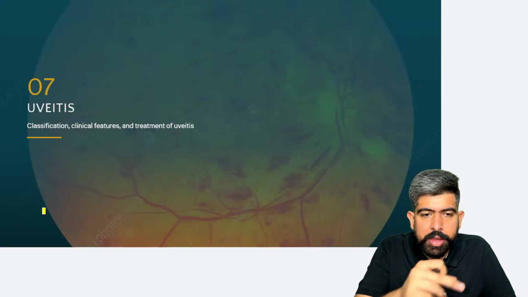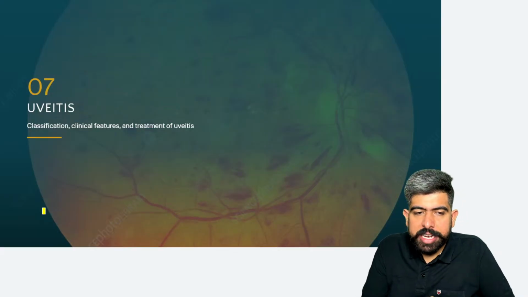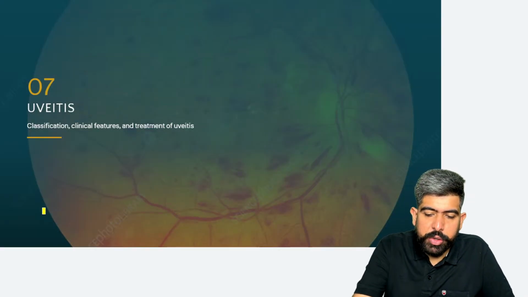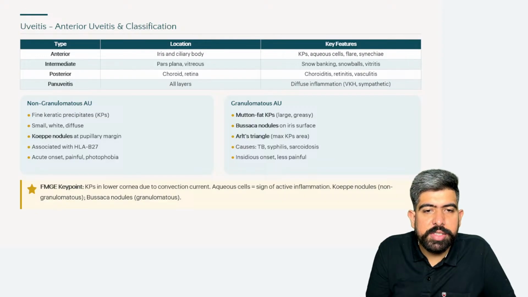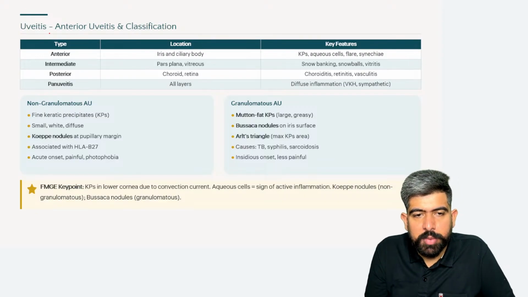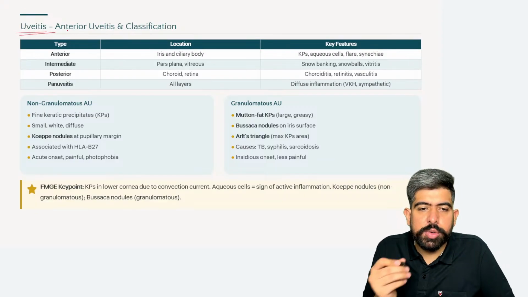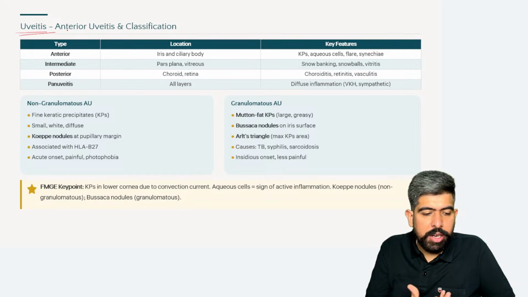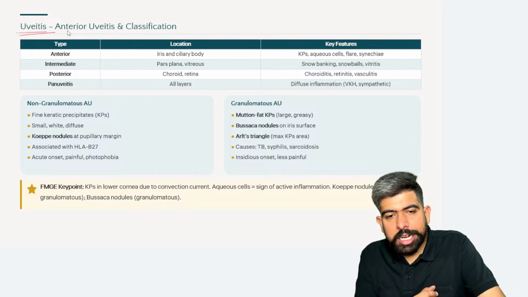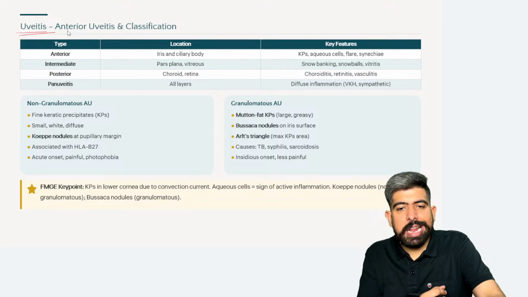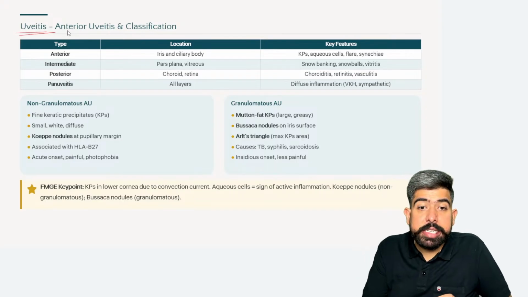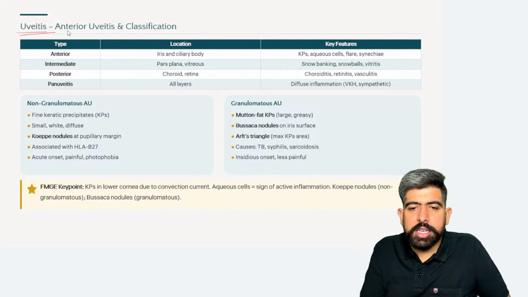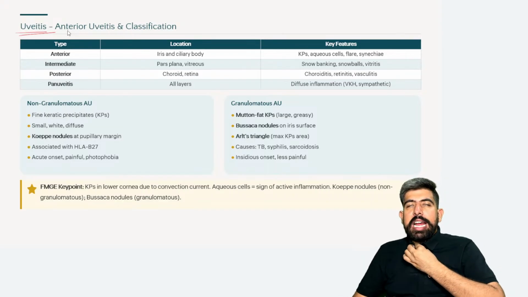Moving forward. Next topic is uveitis, and we are starting with anterior uveitis. As we talk about uveitis, you know very well eye anatomy. In ophthalmological anatomy, we have three layers. What are the three layers we are having?